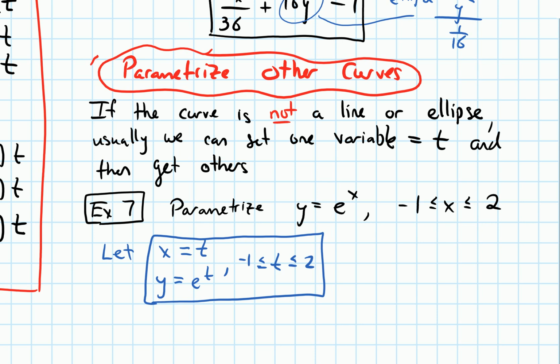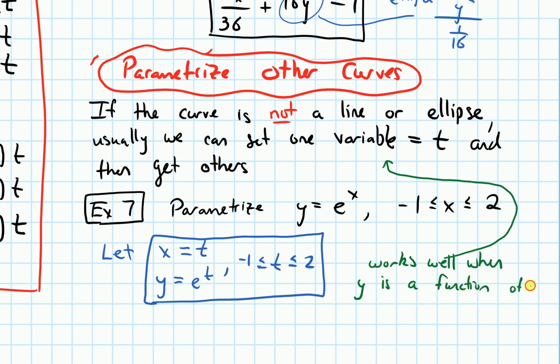Okay, so this was a simpler example. One of the reasons why this worked so nicely is this works well when y is a function of x. So y equals e to the x, that's a function that we're used to seeing. All right, what I mean by that is that's just a regular old function. And when we have a regular old function, when y is a function of x, this method where you set one variable equal to t and then you obtain the other variables by just plugging in typically works really well.